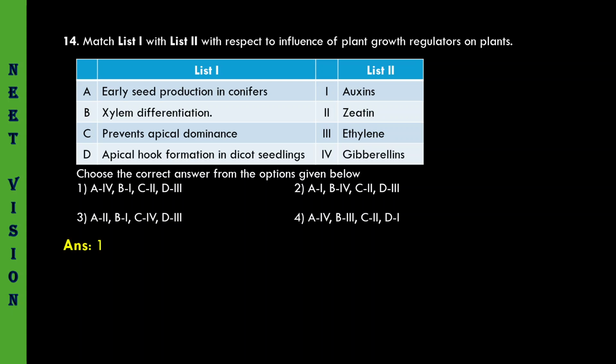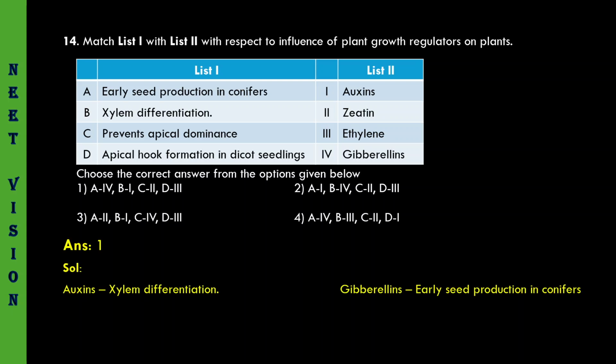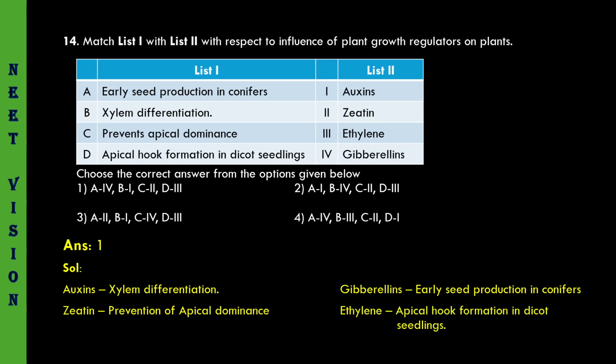Let us see the answer. Answer 1. Auxins promote xylem differentiation. Gibberellins promote early seed production in conifers. Zeatin, prevention of apical dominance, and promotion of lateral buds or axillary buds into branches. Ethylene, apical hook formation in dicot seedlings.